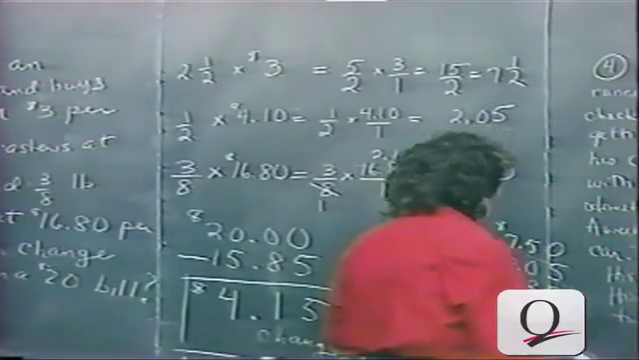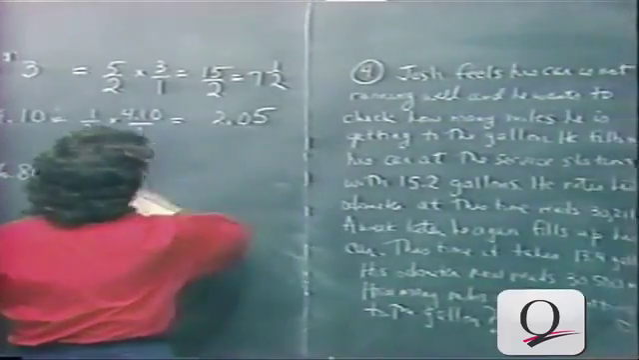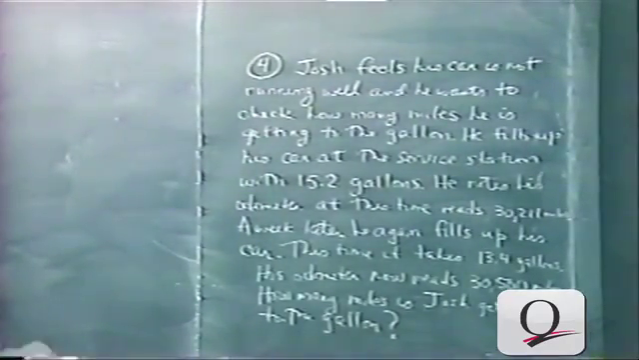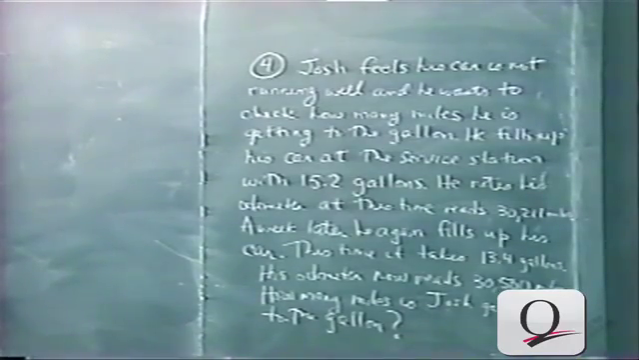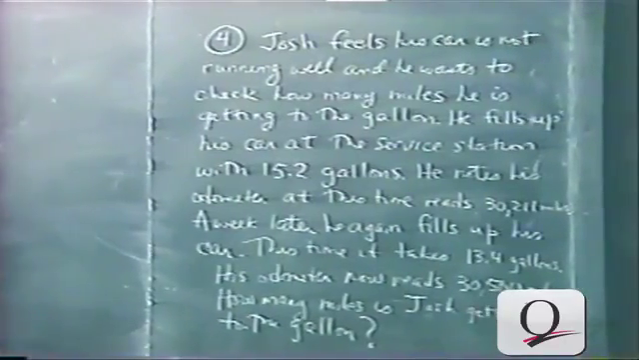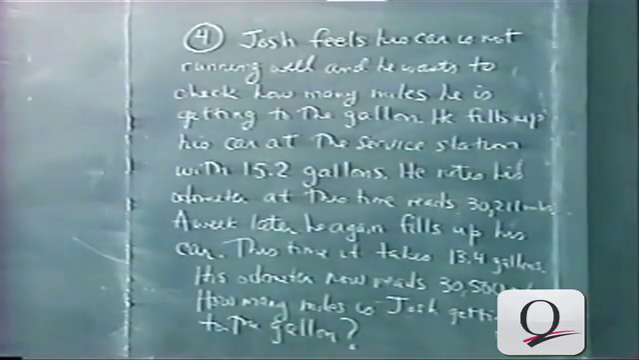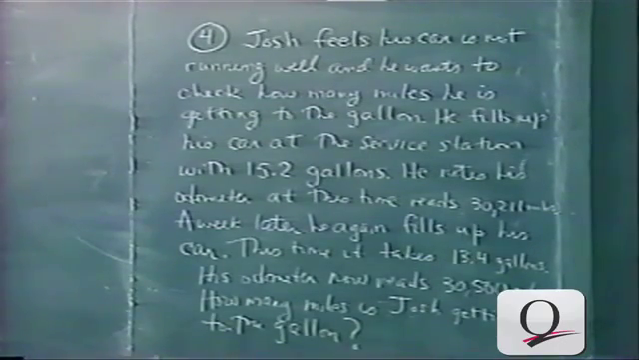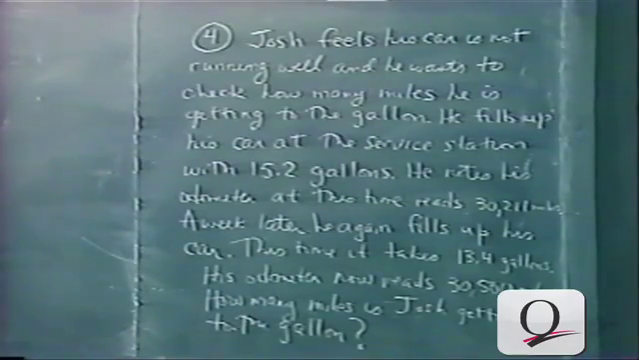Okay, this is a problem many of you may have faced with your cars. It says Josh feels his car is not running well, and he wants to check how many miles he is getting to the gallon. He fills up his car at the service station with 15.2 gallons. He notes his odometer at this time reads 30,211 miles. That's the mileage on the car. A week later, he again fills up his car. This time it takes 13.4 gallons. His odometer now reads 30,500 miles. How many miles is Josh getting to the gallon?